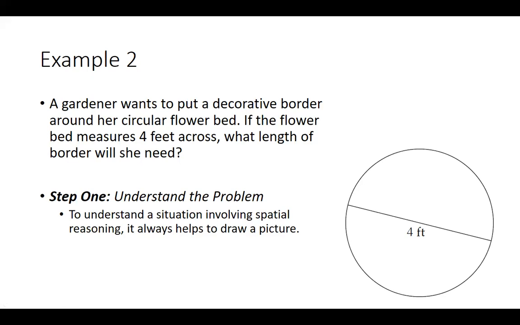So example 2. A gardener wants to put a decorative border around her circular flower bed. If the flower bed measures 4 feet across, what length of border will she need? So let's understand the problem. To understand a situation involving spatial reasoning, it always helps to draw a picture. So we're drawing a circular flower bed, which measures 4 feet across.